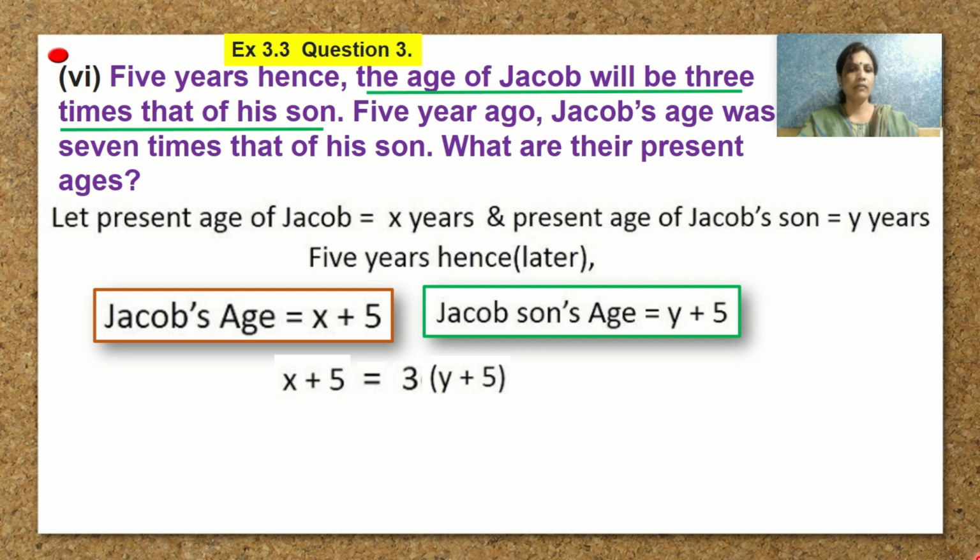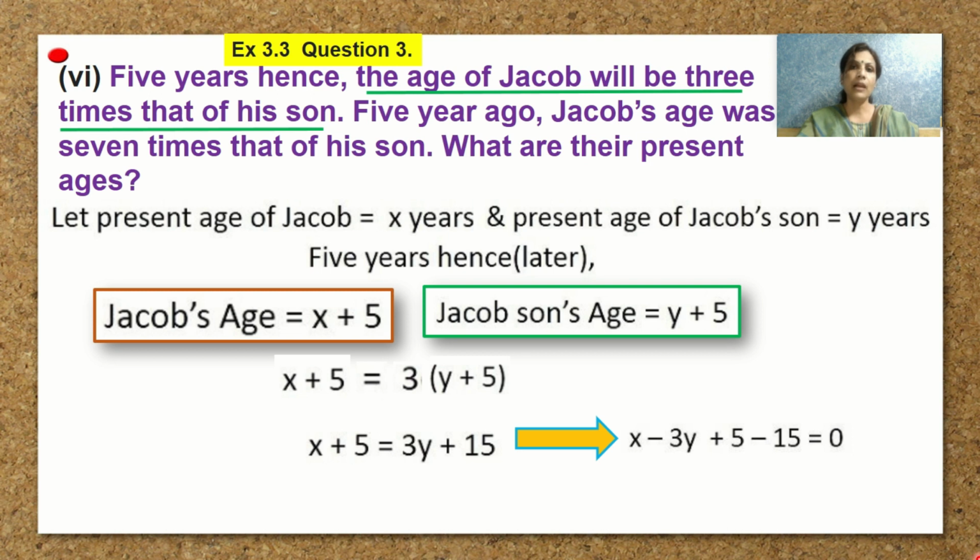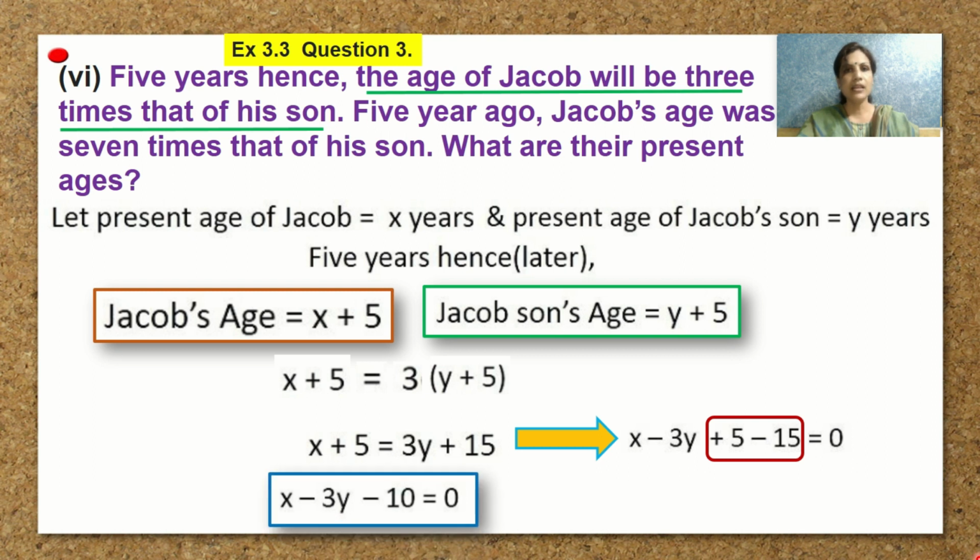So we will solve it. x plus 5 is equal to 3y plus 15. We will present this in the form of an equation. So it will be x minus 3y plus 5 minus 15 is equal to 0. This plus 5 minus 15 is equal to minus 10. So x minus 3y minus 10 is equal to 0 is our equation 1.